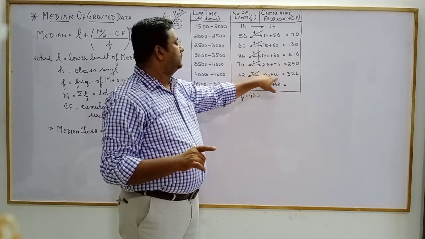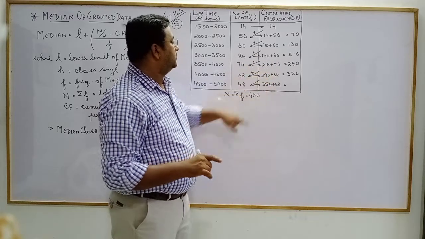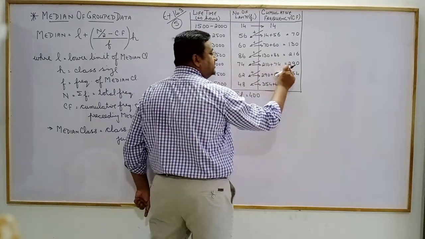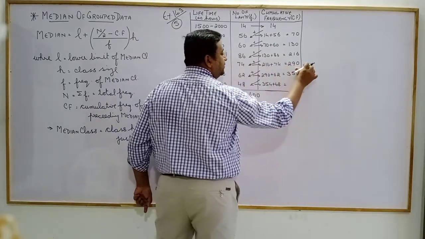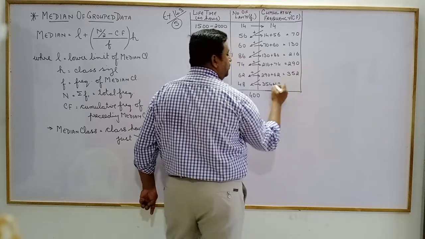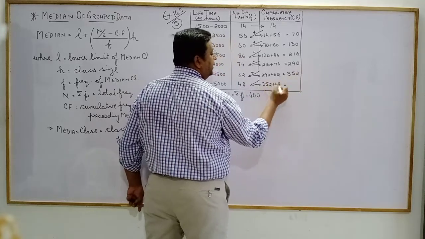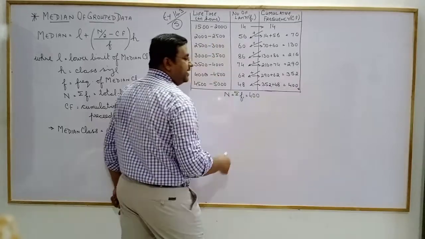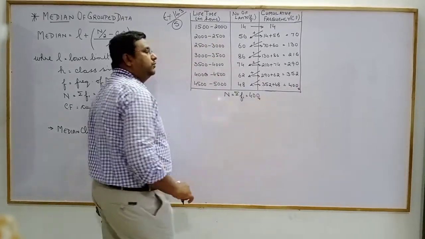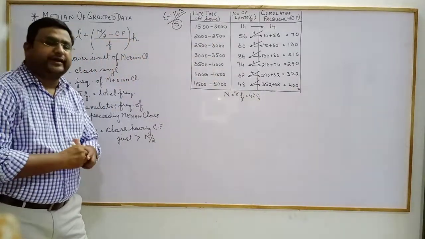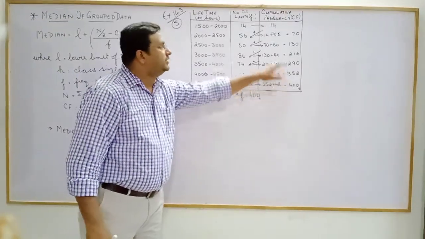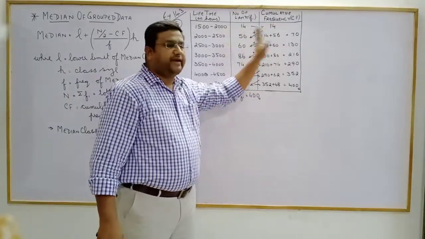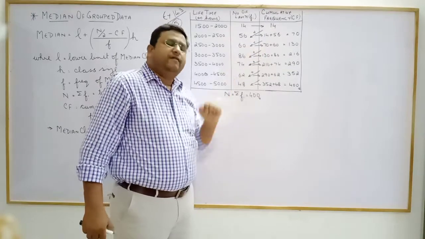290 plus 64, 4. Sorry, not 64, it is 62. Right? So this is 252. 252 plus 48, that is 400. So the last term of the CF will always be equal to the total. This is our check. So first and foremost, this is your cumulative frequency, successive addition. We add on the frequencies.